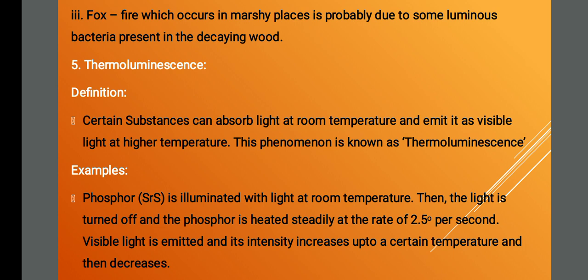So if you take strontium sulfide, you keep it in normal room temperature, it can absorb light. You turn off the light, and after that you take this fast forward, then you heat it at a rate of about 2.5 degree centigrade per second வச்சு நம்ம ஹீட் பண்ணிட்டே இருக்கணும். ஸோ நீங்கள் பார்த்தீங்கன்னா ஹீட் பண்ணும்போது விசிபிள் லைட் எமிட் ஆகிட்டே இருக்கும், இன்டென்சிட்டி இன்க்ரீஸ் ஆகிட்டே இருக்கும் ஒரு குறிப்பிட்ட டெம்பரேச்சர் வர.